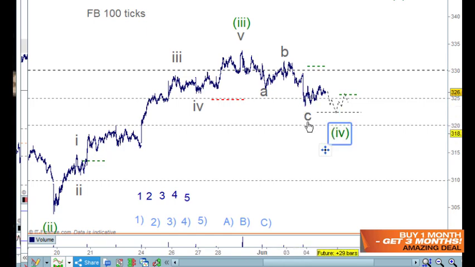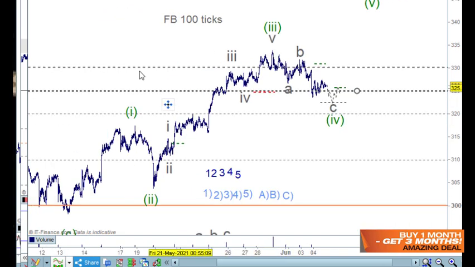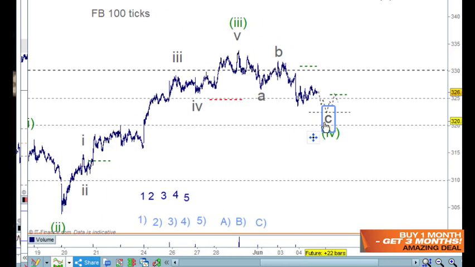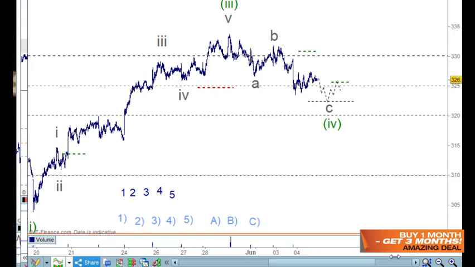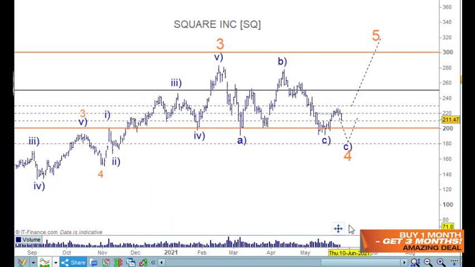Anyway, you'll find your own way, but we're thinking this is wave 4 here, and ready to move up. We've made a new high above the previous high over here, but we only have 3 waves up. So it's logical to think that we'll be going up further from that point. Okay, let's move along.